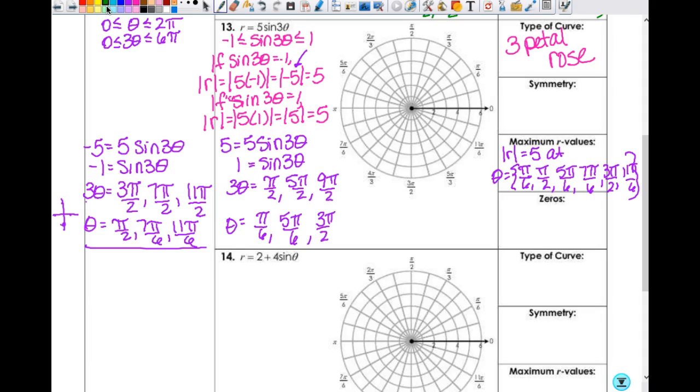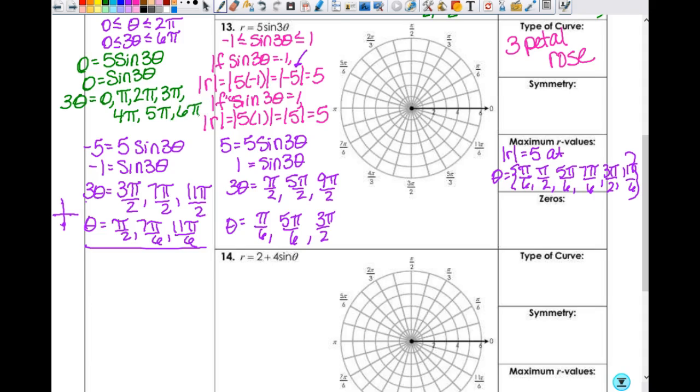Everybody with me so far? All right, I'm going to put my zeros up here so that I don't stand in front of the board. So I'm going to do 0 equals 5 times the sine of 3 theta. And so that means that 0 equals the sine of 3 theta. So 3 theta equals... when is sine 0? 0, and then pi, 2 pi, 3 pi, 4 pi, 5 pi, and 6 pi.